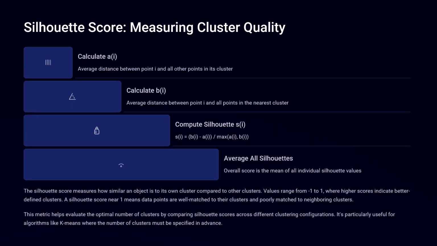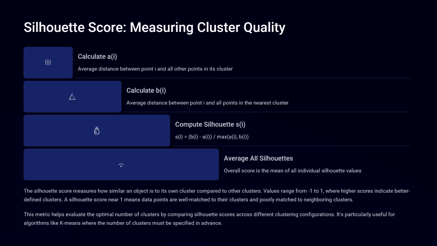Silhouette score, measuring cluster quality. Calculate a(i), the average distance between point i and all other points in its cluster. Calculate b(i), the average distance between point i and all points in the nearest cluster. Compute silhouette s(i). s(i) equals b(i) minus a(i), divided by the maximum of a(i) and b(i). Average all silhouettes. The overall score is the mean of all individual silhouette values.